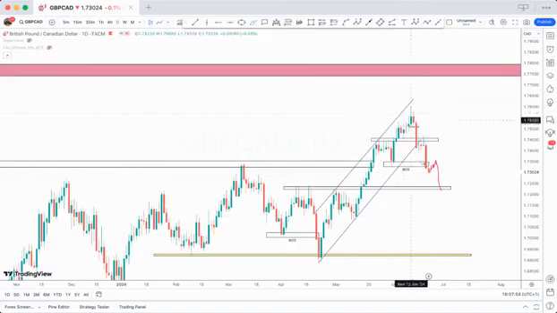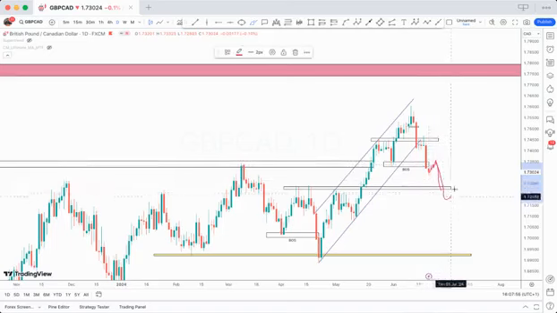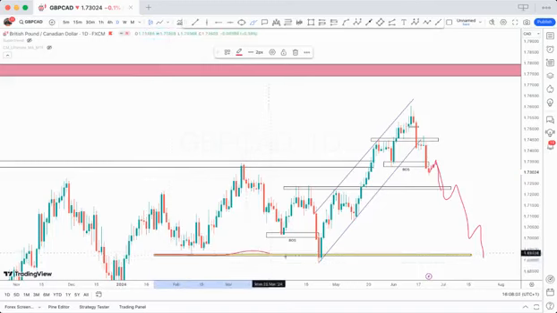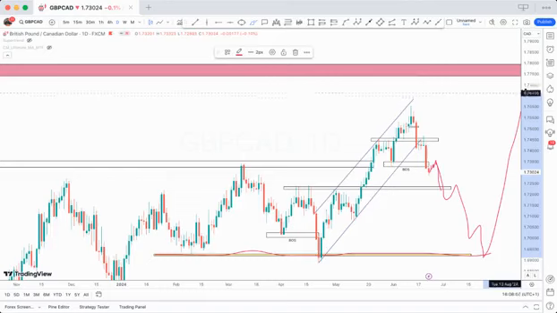So we can actually see something like this. You understand? And then it comes back to this major support level, and then continues to the upside. Okay.